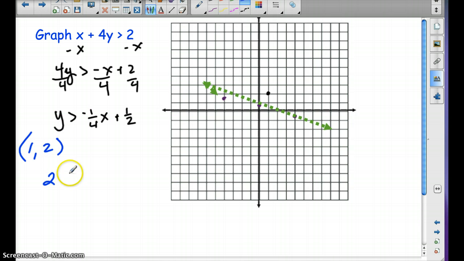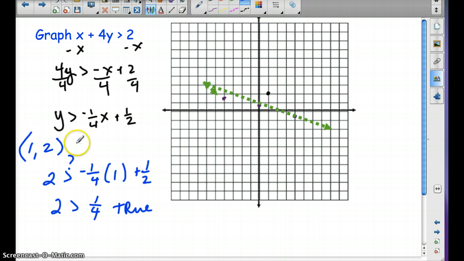So is 2 greater than a negative 1/4 times 1 plus a half? So is 2 greater than a negative 1/4 times 1 is negative 1/4. A negative 1/4 plus 1/2 then is going to be a positive 1/4. So is this a true statement? This is true. So this is a solution. So we only shade over solutions. So since 1, 2 is a solution, we're going to go ahead and shade over it.